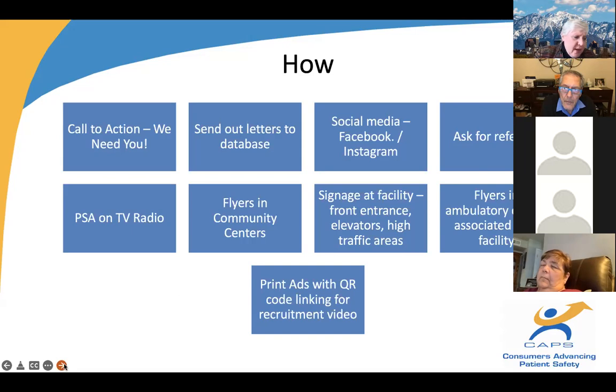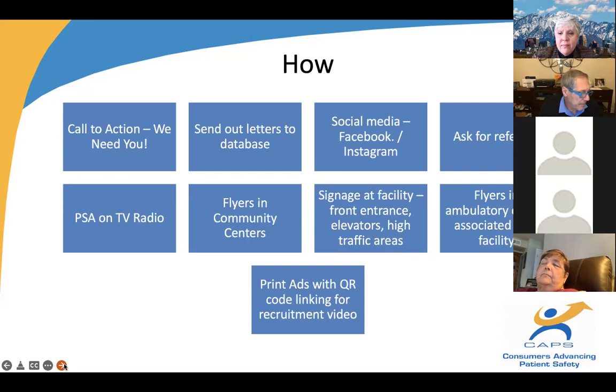So one of the things that we have need of is a call to action. You need to reach out to people and say, you know, we need you. We want you. You are going to provide a service that is invaluable to us. And there's a number of different ways you can go about doing that to find people and help them feel motivated to respond to you.